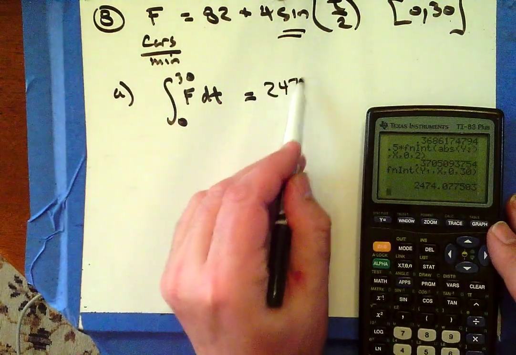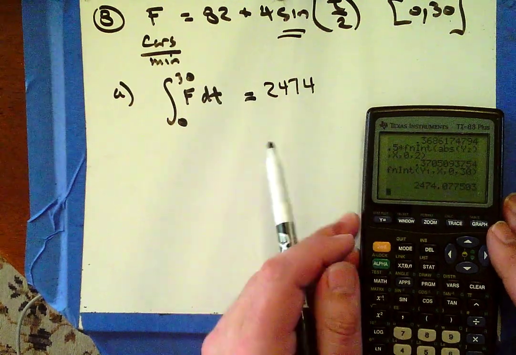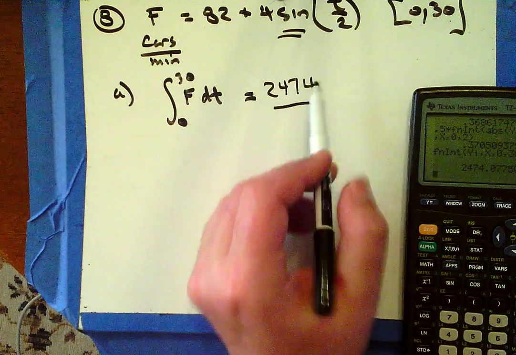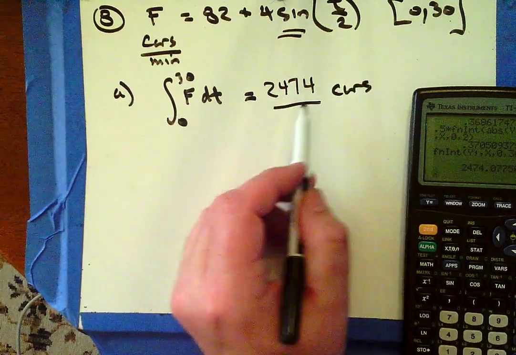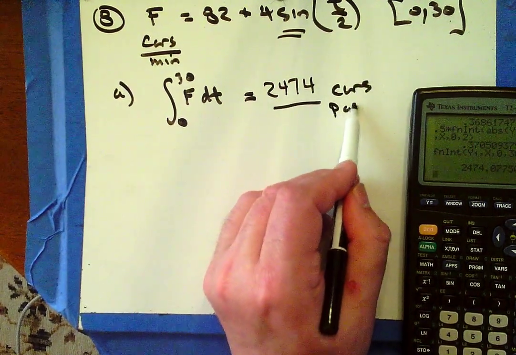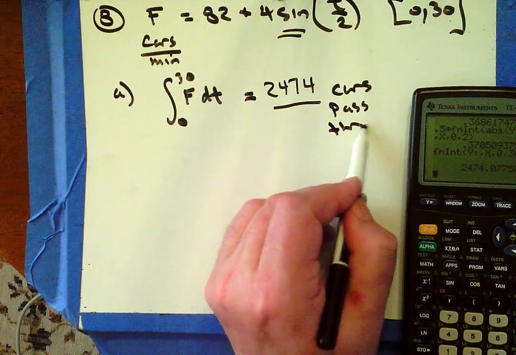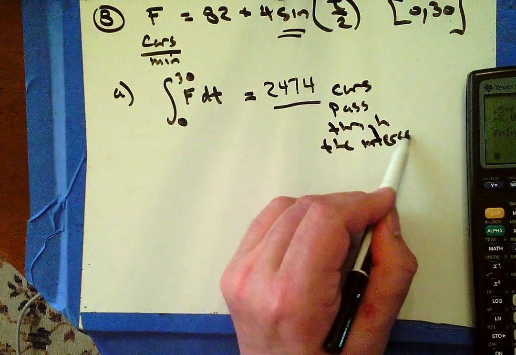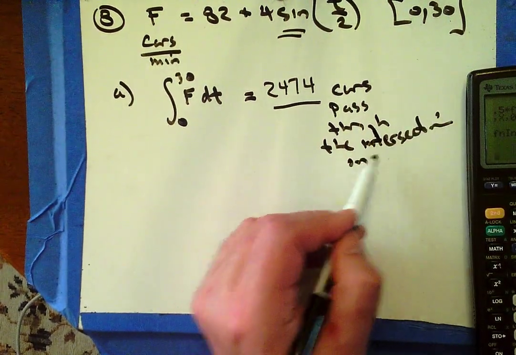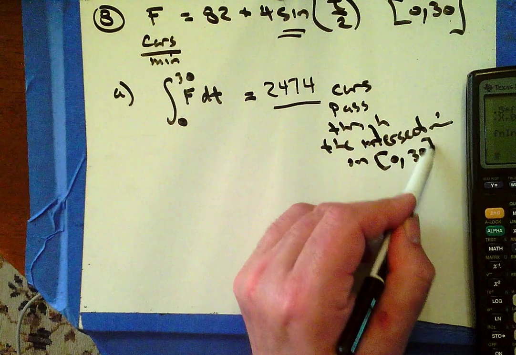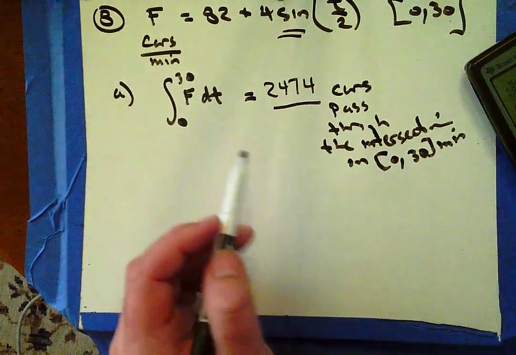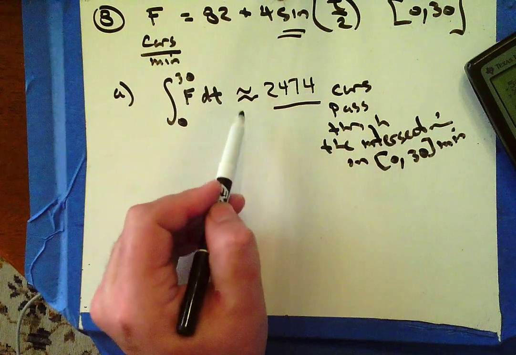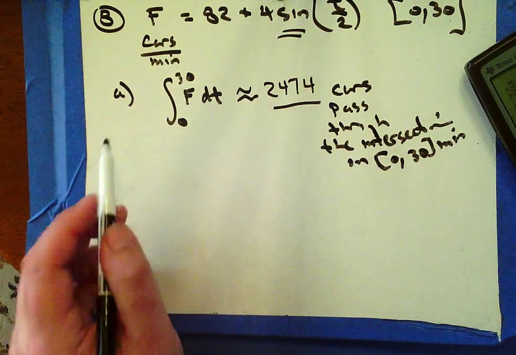2474, and they said to the nearest whole number, didn't they? To the nearest whole number. So 2474 cars pass through the intersection on 0 to 30 minutes. And, you know, I hear some of you say, shouldn't that be a this? Yes, I think that should be a that.